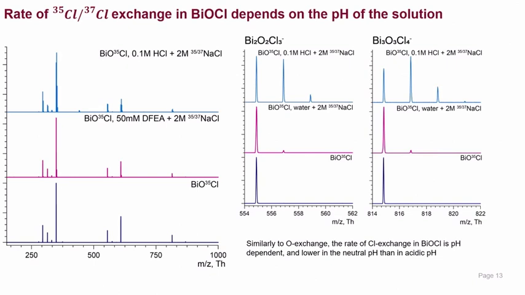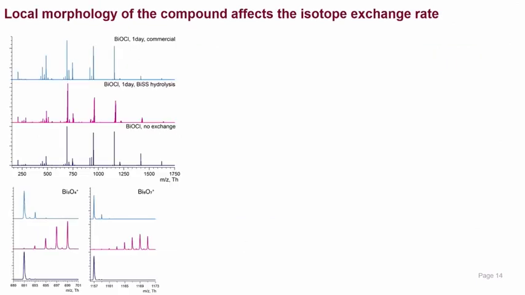However, we found that not only pH played a key role in the isotope exchange rate. We also performed experiments with bismuth oxychloride that was derived from two sources. The first is the one that we synthesized from the hydrolysis of bismuth subsalicylate, and the other is commercial bismuth oxychloride, which is produced by the oxidation of bismuth chloride salts. For these compounds, despite their mass spectra being completely identical, the rate of isotope incorporation is significantly different.